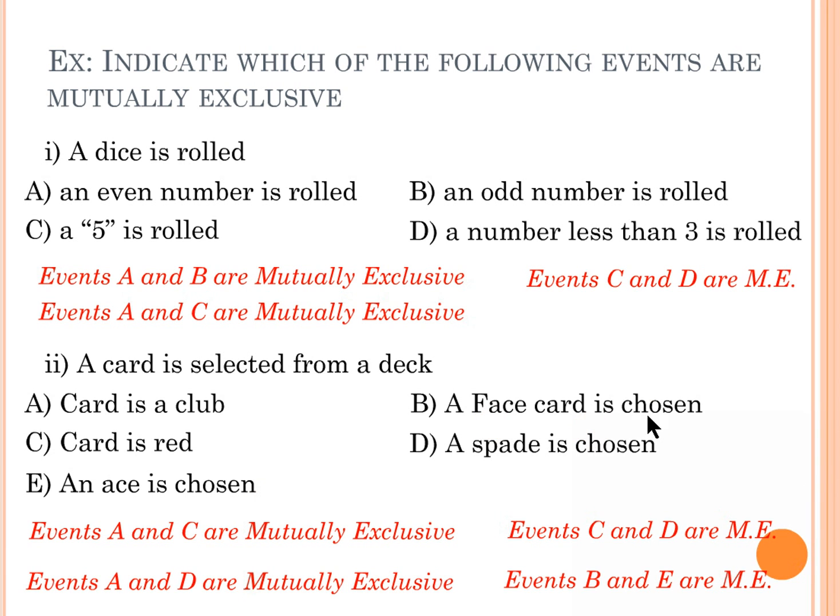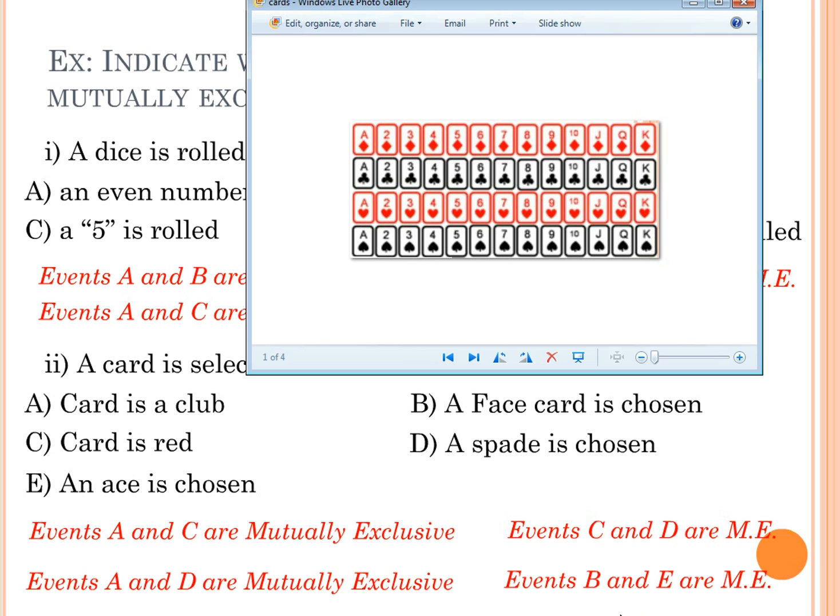A face card is chosen and an ace is chosen. Yes, there's no way that you could have a face card and an ace at the same time, so those will be mutually exclusive. And I'll just bring out the diagram just to show you guys again. Here are my face cards on the right hand side. Every single suit has a face card, and my aces are at the far left hand side, so there's no way that an ace can be a face card, so they are indeed mutually exclusive.